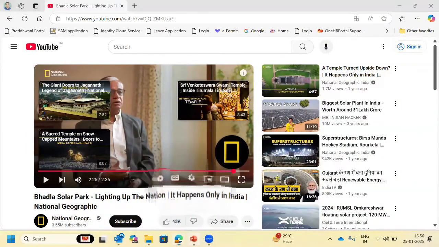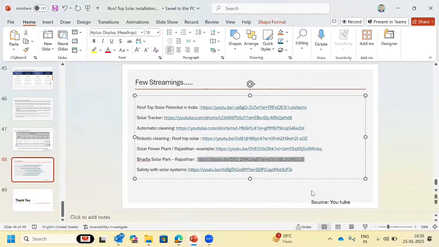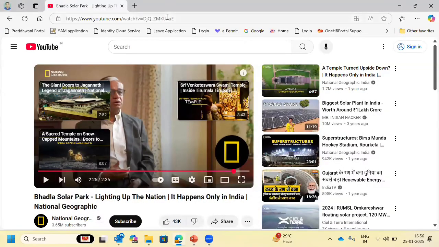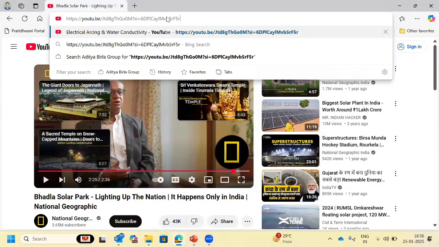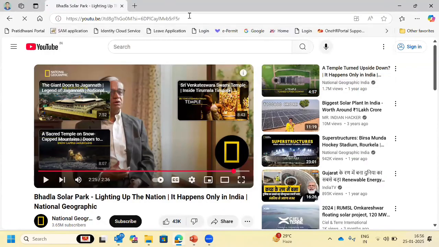Next, I'm sharing one more aspect, that is the safety precautions that we need to take care of while we are maintaining a solar system. Normally, we think that these rooftop solar systems are harmless, but it is not like that. So just let's have a look.